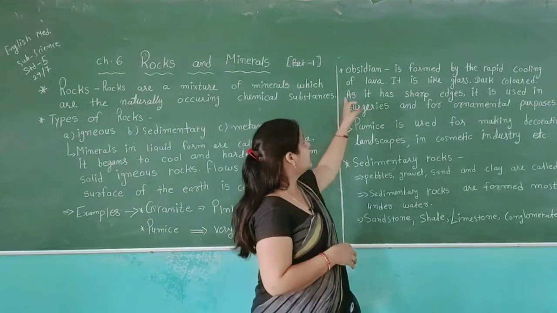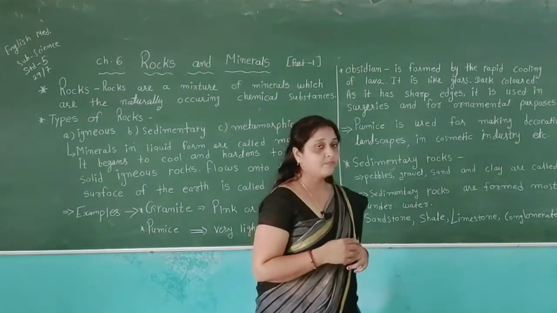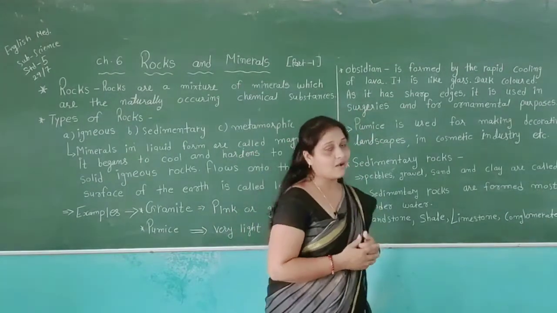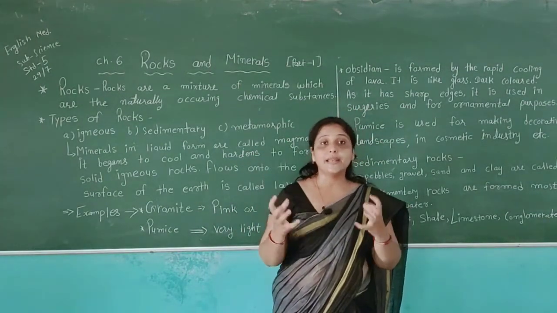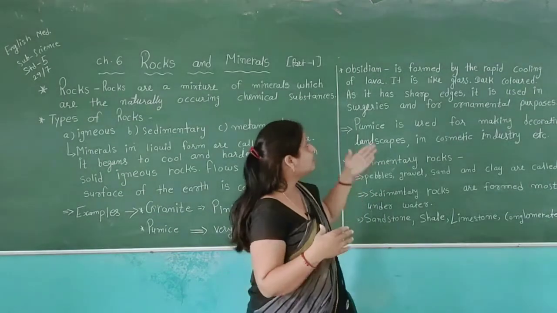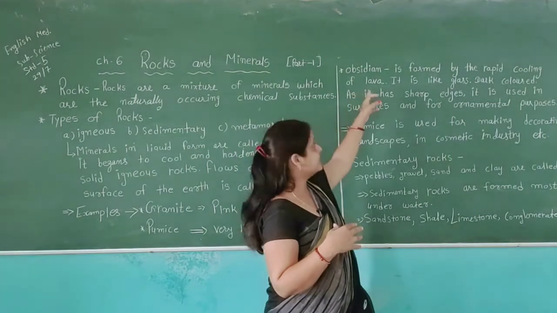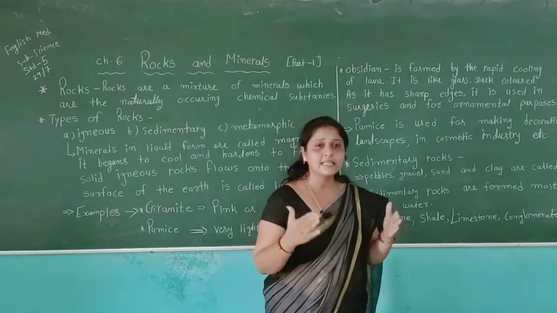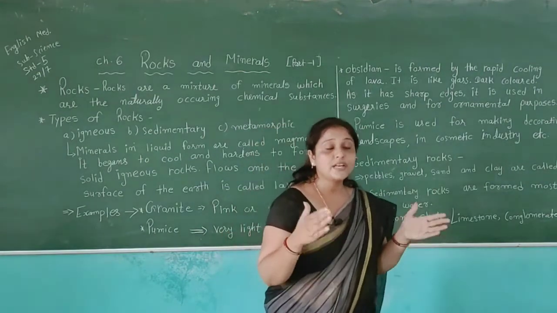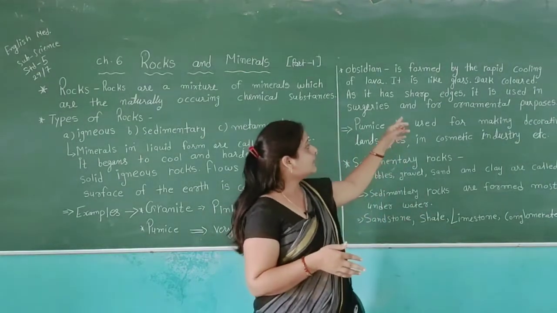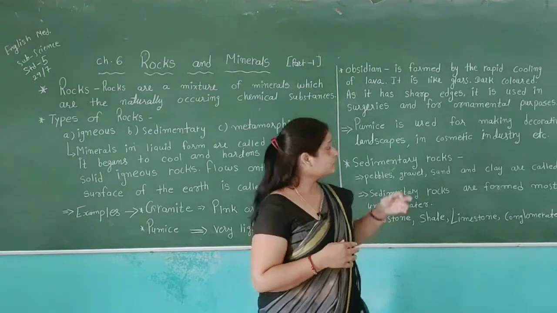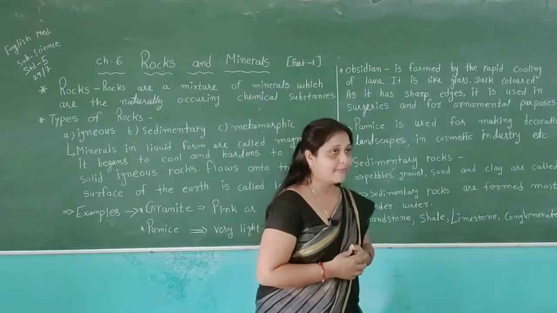Okay, the next type is obsidian. It is formed by the rapid cooling of lava. When lava cools rapidly, it makes obsidian. It is like glass. We can see its structure is like glass. We can also find that it is dark in color and has sharp edges.